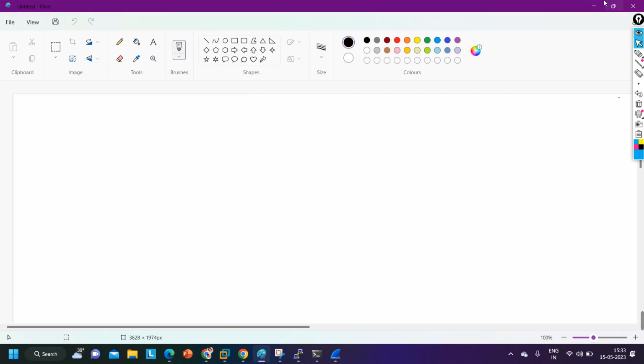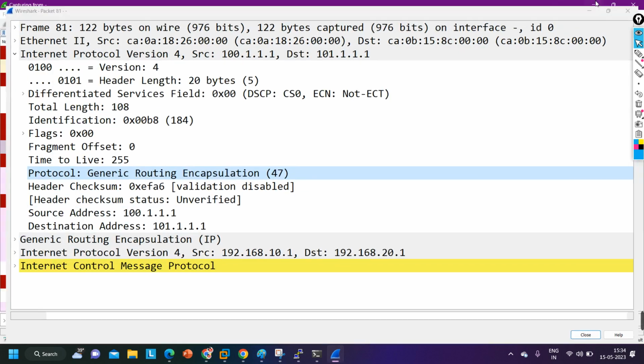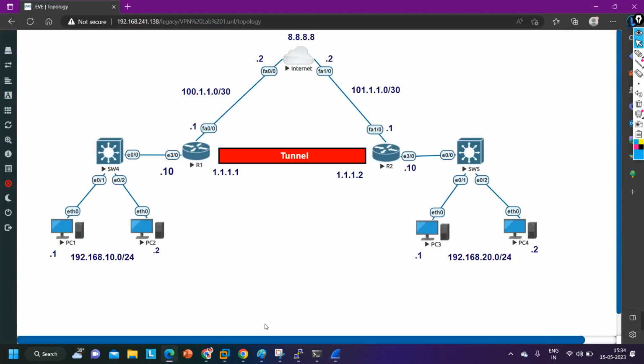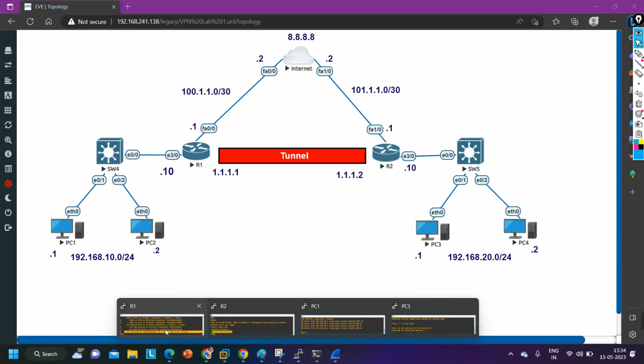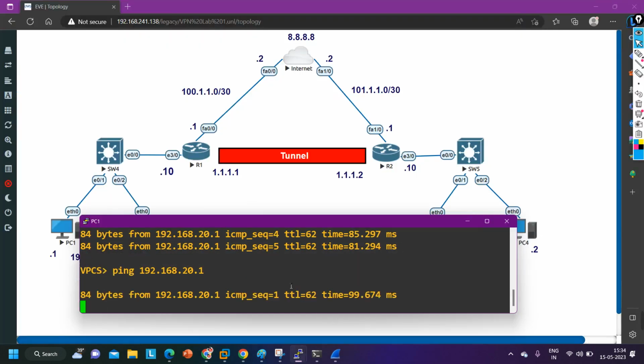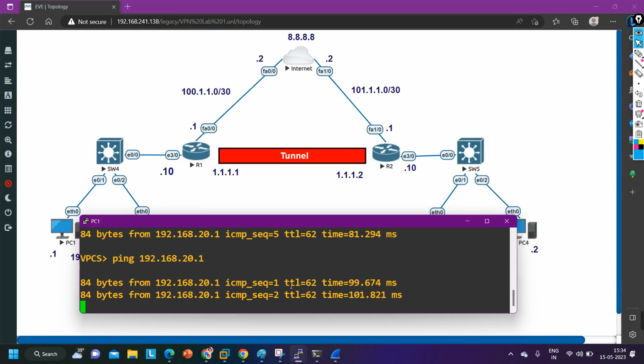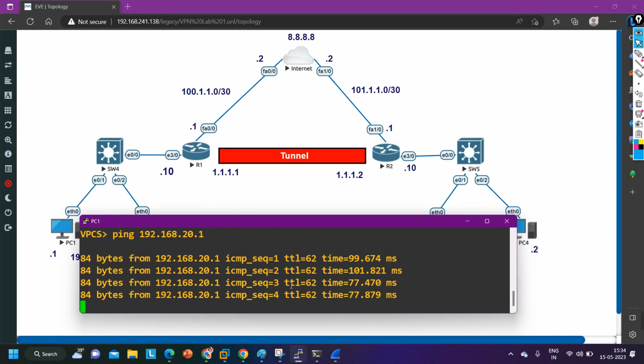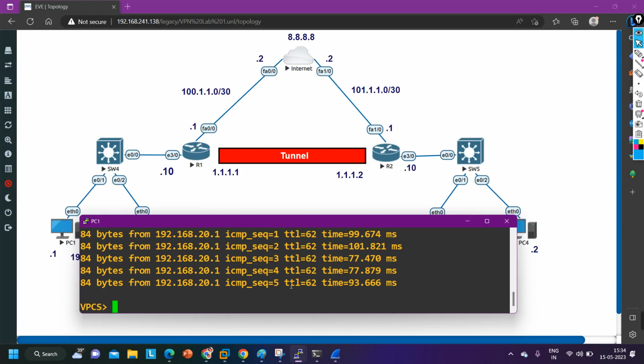So see, there is only one Ethernet header, but there are two IP headers, and that is the reason why I'm able to ping. I'm able to ping as well, yes or no? Yeah, obviously.